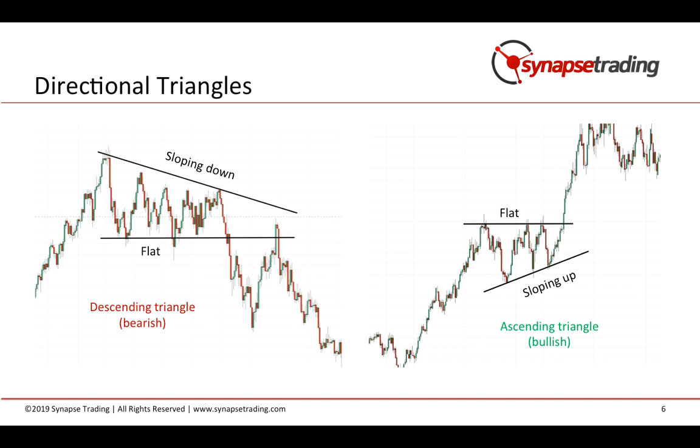Okay, for the directional triangles, which are the descending and the ascending triangle, you can see that one line is flat, whereas this line is sloping down. So price eventually breaks below the flat line and continues downwards. Whereas for the ascending triangle, this is bullish. You see that price is heading up. It forms the consolidation. This is the flat line, and this is the sloping line, which is the series of higher lows, and finally price breaks upwards. So that's a bullish pattern.